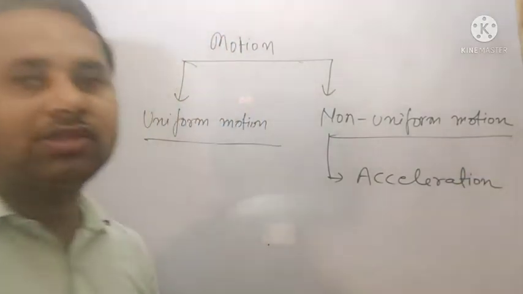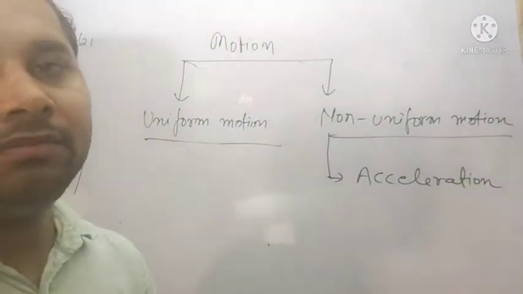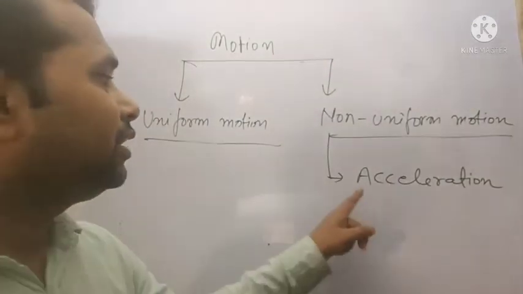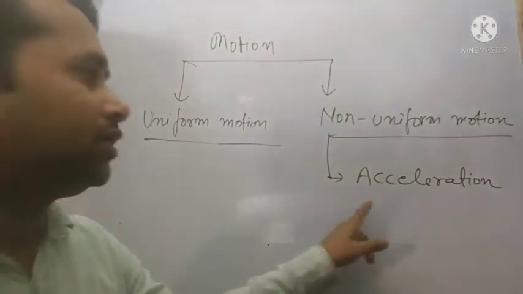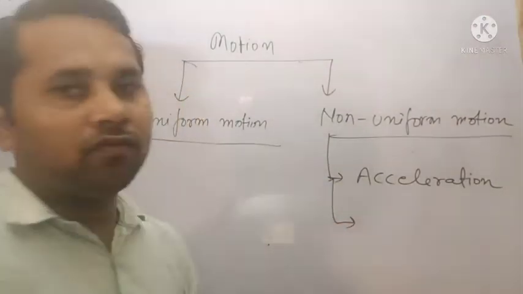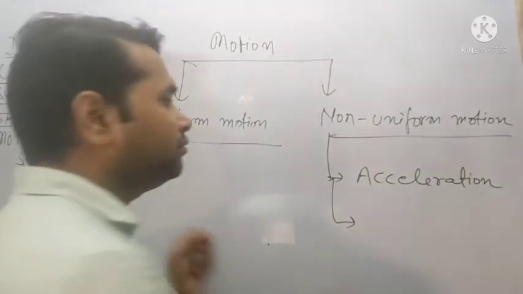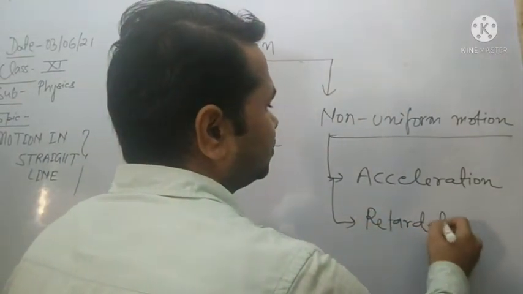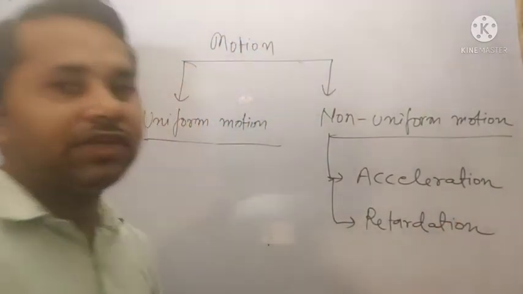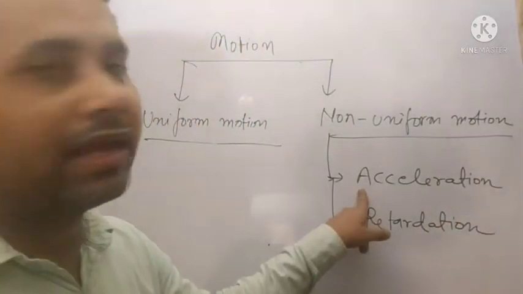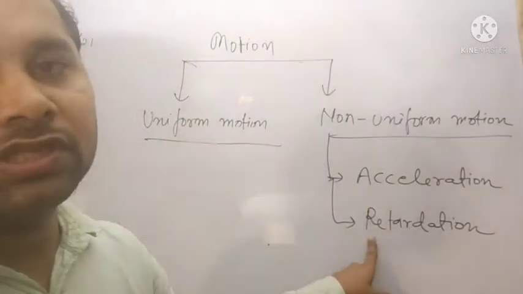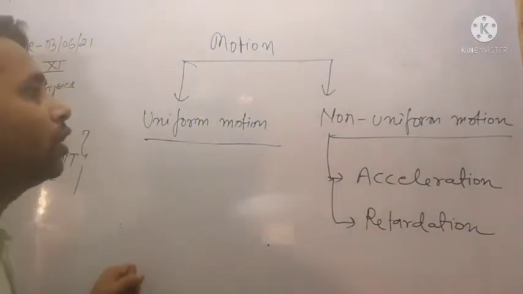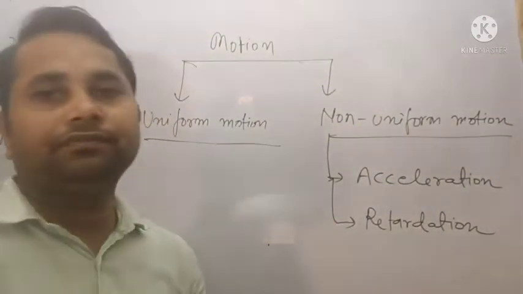If the velocity increases with time, then it is called acceleration. When the velocity of the body increases with time, or if the rate of change of velocity is positive, then it is called acceleration. And if the rate of change of velocity is negative, then this is called retardation. Okay, so this is about non-uniform motion.